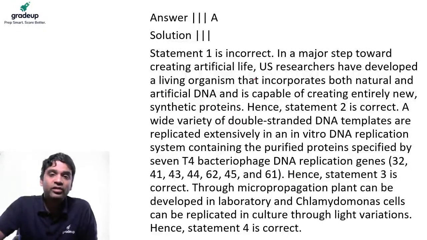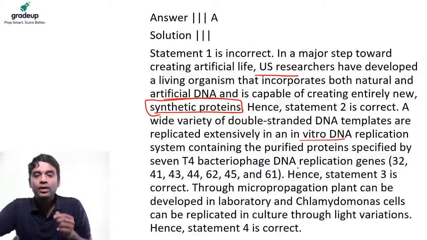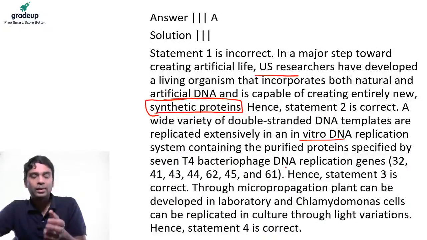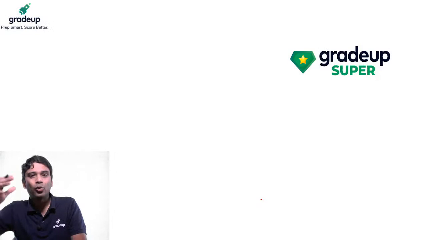Two US researchers have made artificial DNA. It can create new synthetic proteins. And these double-stranded DNA templates are replicated by in vitro DNA replication. So DNA replication genes are taken from bacteriophage. Statement 3 is correct. And micropropagation also is done. In Chlamydomonas cells, it can be done. 4 is correct. 1 is incorrect. Entire chromosomes you can't make. Okay.